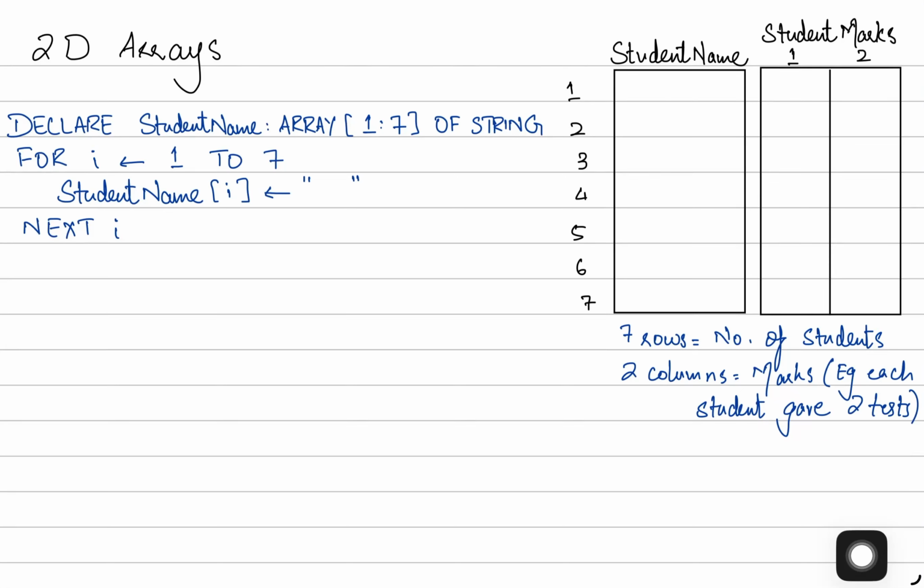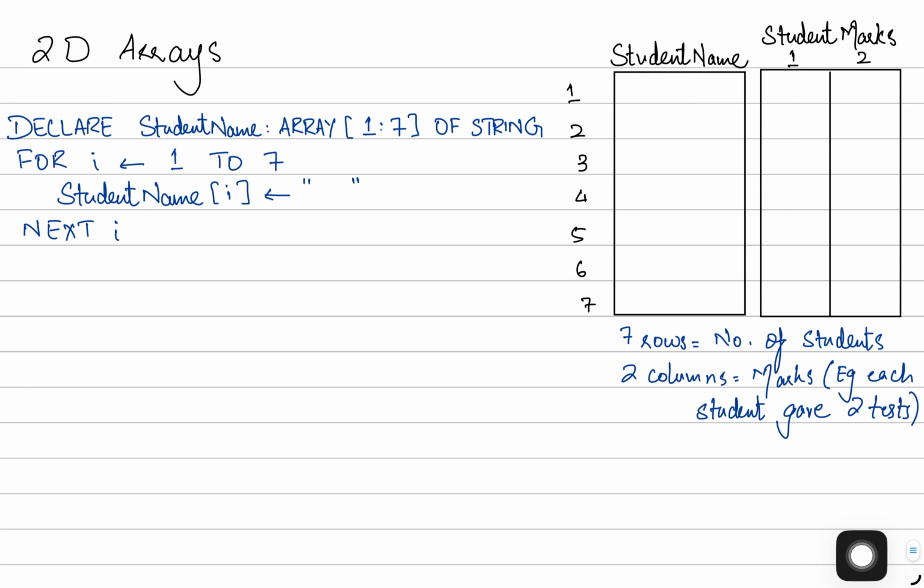A 1D array stores one list, but what if you need more than one value per student? Here I have given you a quick recap of the student name array, a one-dimensional array of 7 indexes, meaning it has 7 rows from 1 to 7. And I have shown you how to initialize the array student name: for I from 1 to 7, which is a count-controlled loop, I have assigned empty speech marks, meaning there is nothing in it, and it is of data type string.